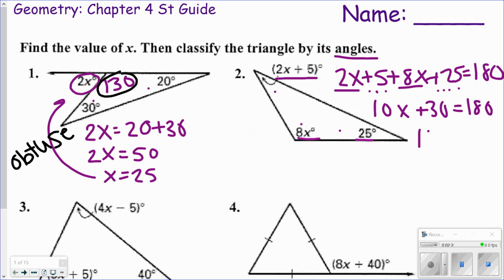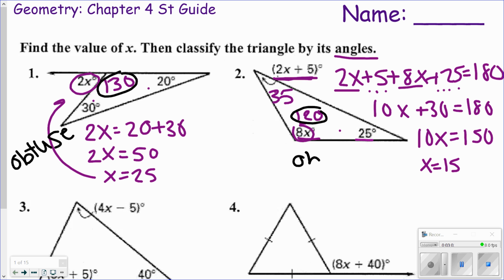Subtract 30 from each side. 10x is equal to 150. Divide by 10. X then is equal to 15. So now for this problem, I do need to plug x back in to find the angle measures of each angle here. So if I plug x back into this first equation, 2x plus 5, I end up getting 35. If I plug x into this equation here, I end up getting 120. So now since this angle is greater than 90, I therefore have an obtuse triangle.